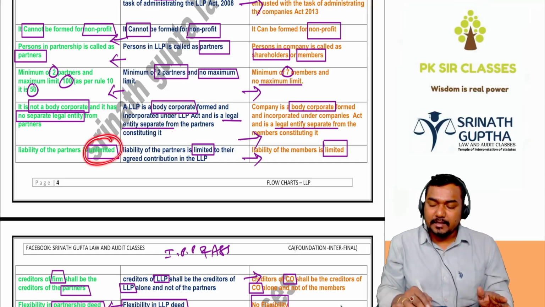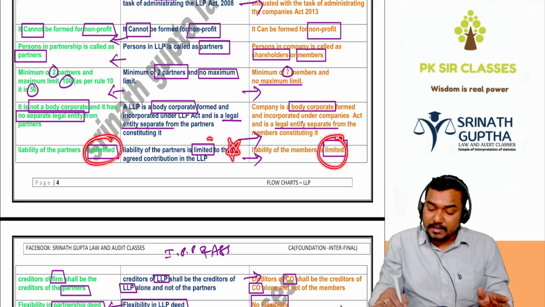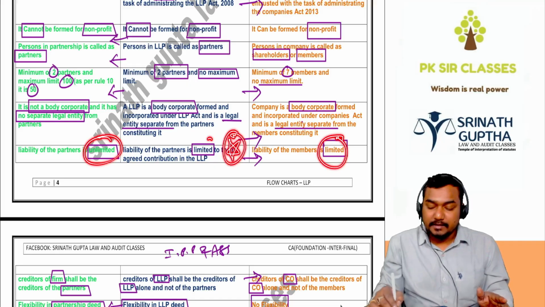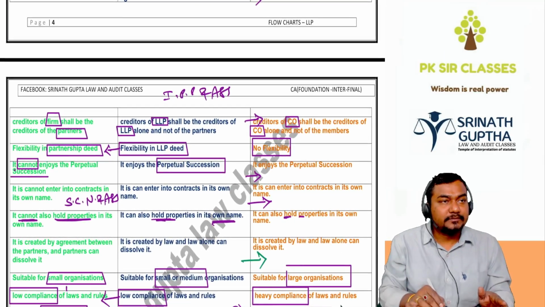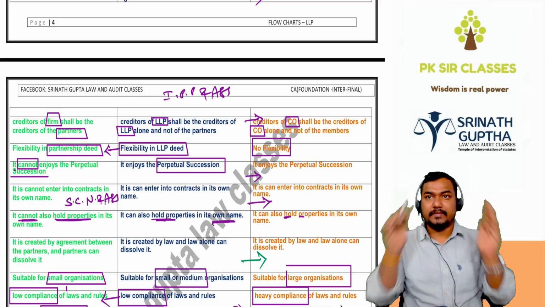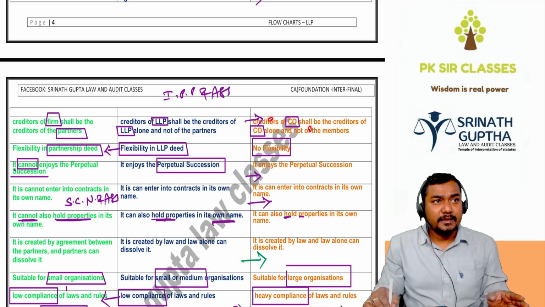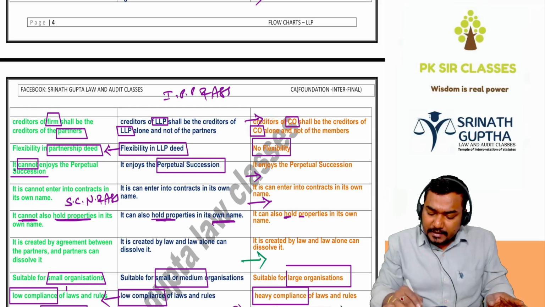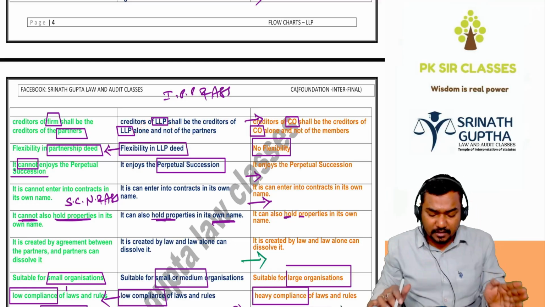Here partners' liability is unlimited, members' liability is limited. Here also the beautiful feature of the LLP is the limited liability taken from the company. And creditors of the firm can sue the partners because firm and partner both are one and the same. Creditors of the company cannot sue the members because company is different, member is different. And here creditors of the LLP shall sue the LLP alone but not the partners because LLP is different, partner is also different.